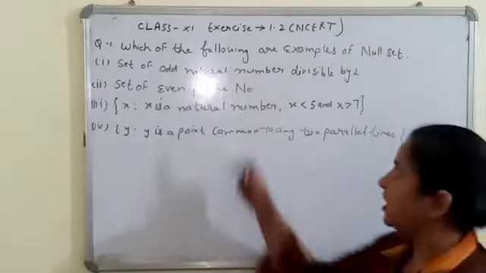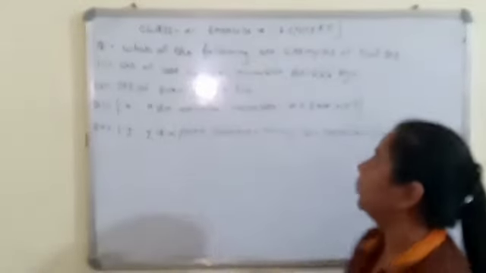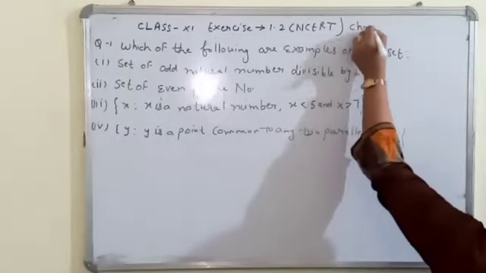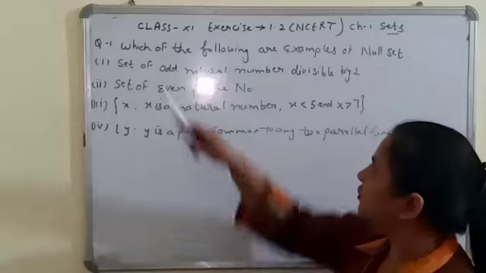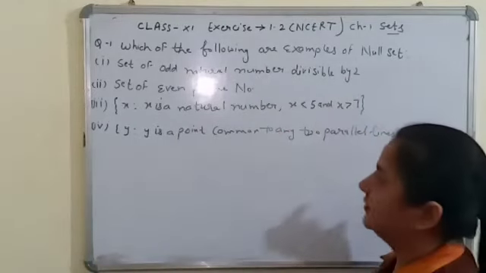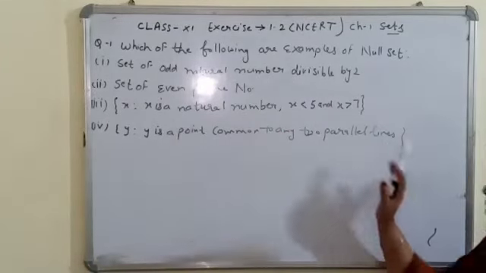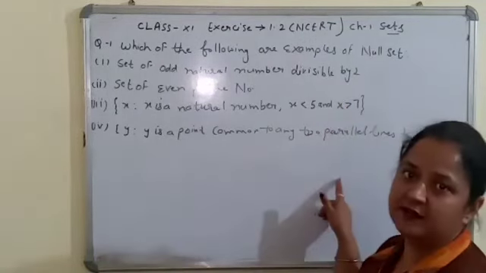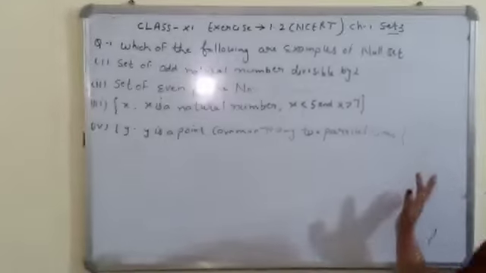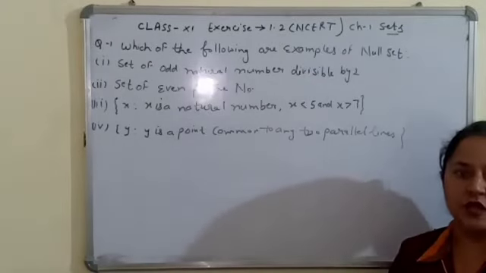Welcome everyone. Let's start the exercise 1.2 of chapter 1, sets. NCERT exercise. Question 1 is which of the following are the examples of null set? Now in this question, following examples are given to us and we have to explain whether they are null set or not. Students, I have already explained the definition of null set.